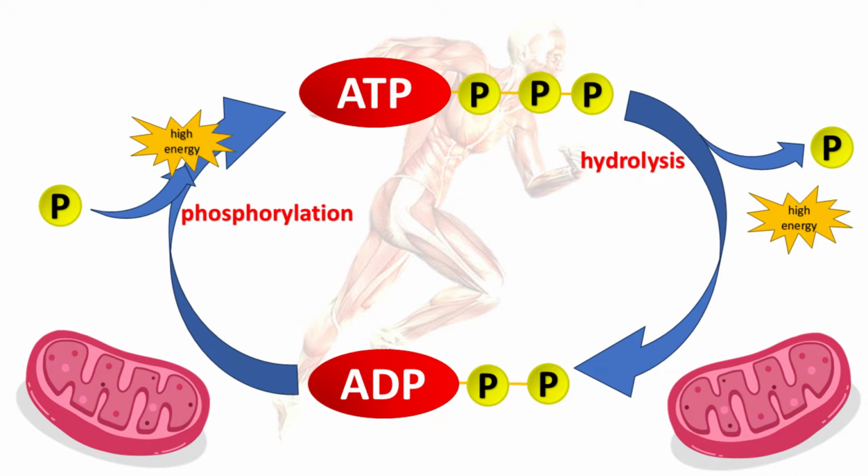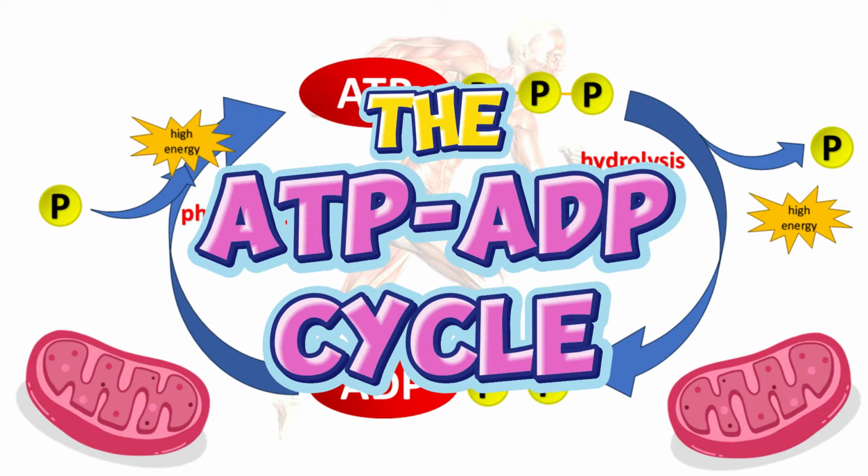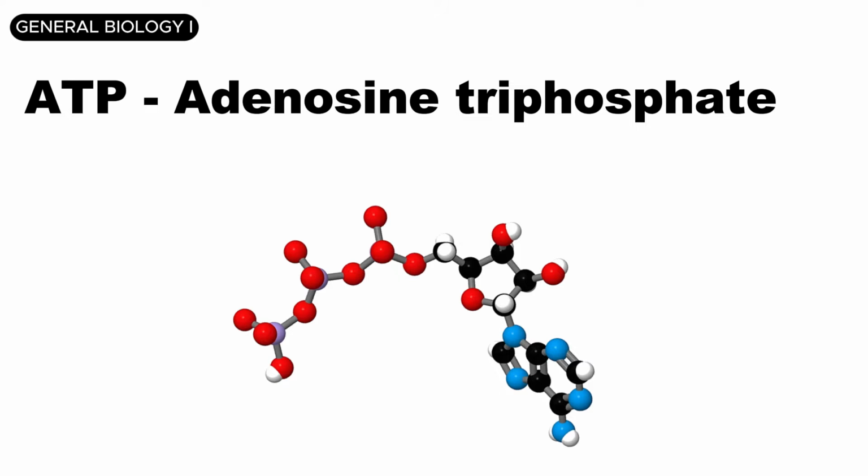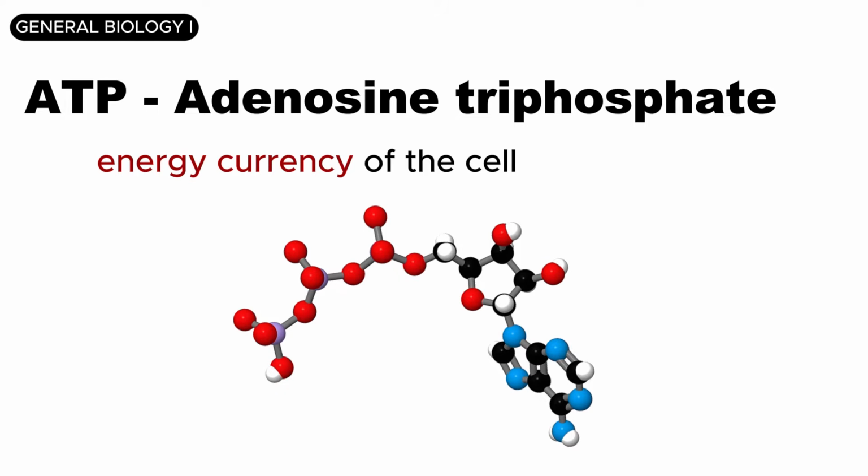Welcome to our discussion of one of the most important energy processes in cells, the ATP-ADP cycle. ATP, or adenosine triphosphate, is often referred to as the energy currency of the cell, powering countless biological processes. But how does this molecule provide energy, and what happens when it's used? In this video, we'll break down the ATP-ADP cycle, its role in energy transfer, and why it's essential for life.